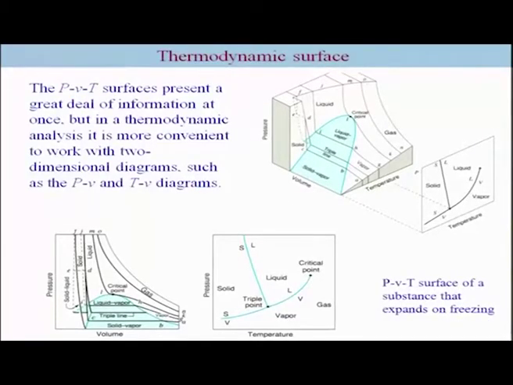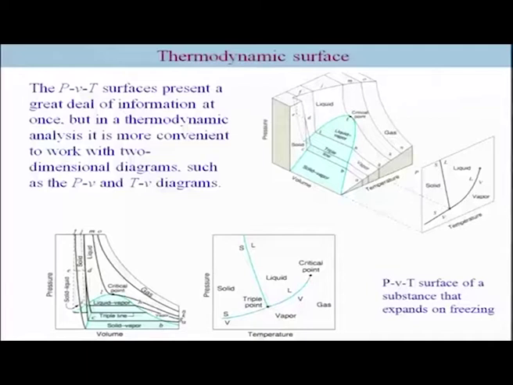Now in general you have three variables, the pressure, volume, and temperature, and thus you can obtain the thermodynamic surface. This is a representation of the 3D PVT surfaces, which is more complicated to understand, and this is the reason that we often work on a two-dimensional diagram such as the PV and TV diagram.